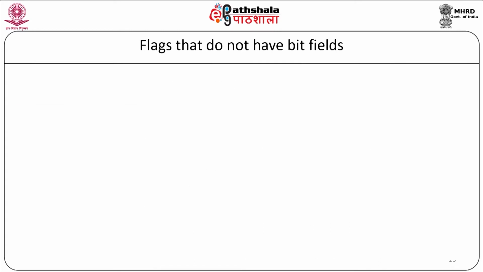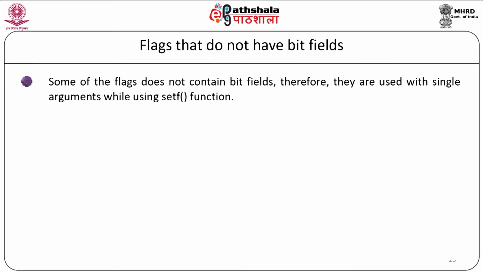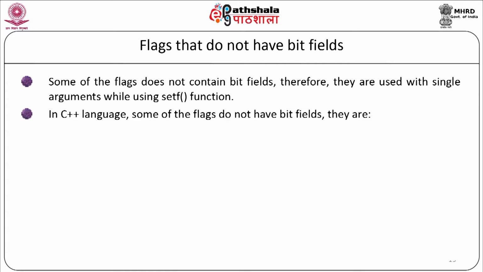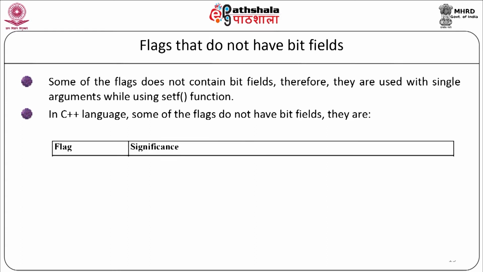Now let us see flags that do not have bit fields. Some of the flags do not contain any bit fields, therefore they are used with single arguments while using the setf function. In C++ language, some of the flags do not have bit fields. Now here the table is shown where there is a flag and the significance.